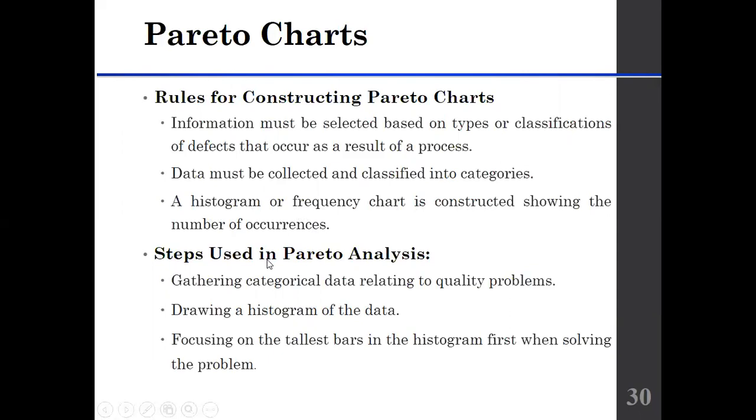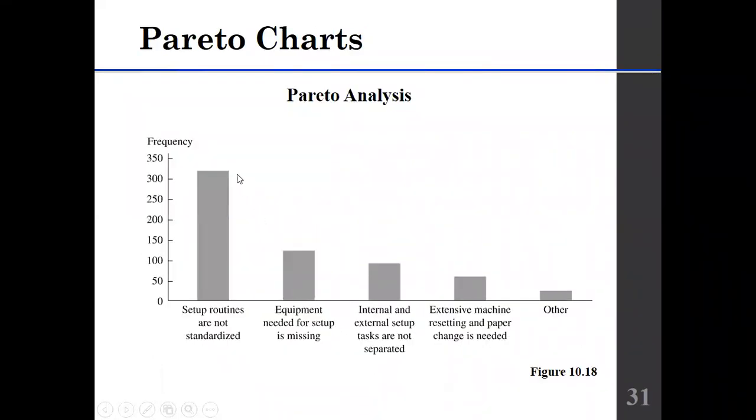The steps that can be used in Pareto analysis are gathering categorical data related to quality problems, drawing a histogram of the data, and focusing on the tallest bar in the histogram first when solving the problem. So this is a particular Pareto analysis. The y-axis represents the frequency, and the x-axis represents different problems.